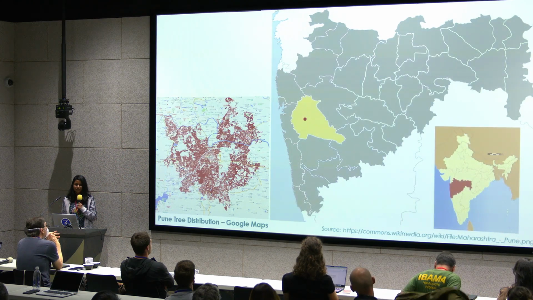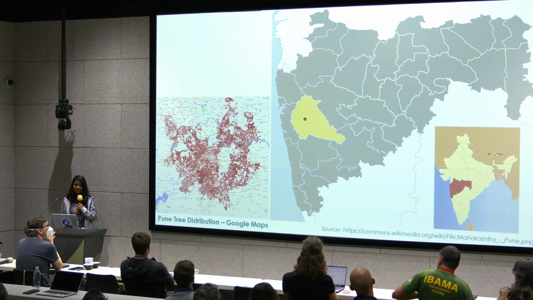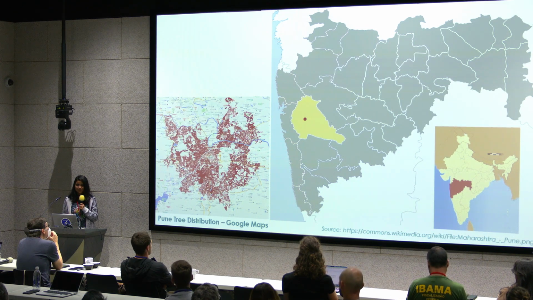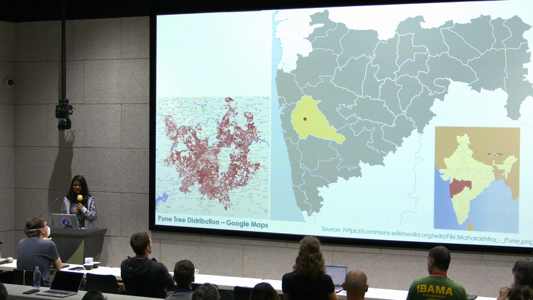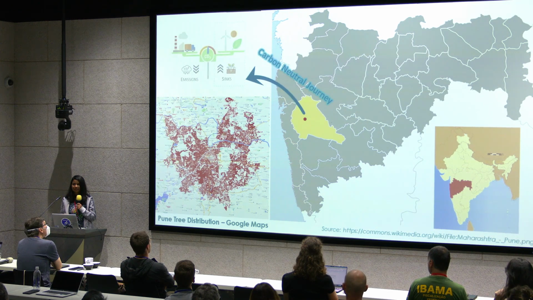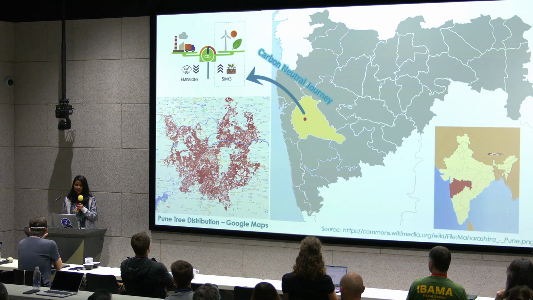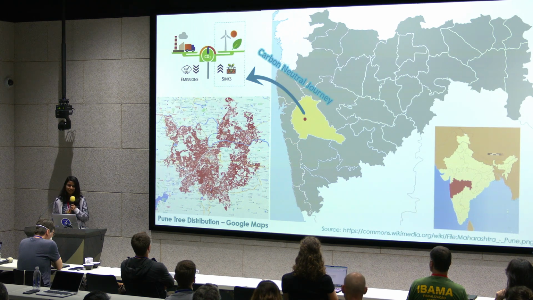This is a story of the city of Pune in the state of Maharashtra in India, where Pune has embarked on its journey of carbon neutrality. And when we look at a carbon neutrality journey, we have to look at the emissions on one side and the carbon sink on the other. And we need to know how and where we are standing today, right? So the initiative looks at calculating, estimating, and predicting the carbon sinks.